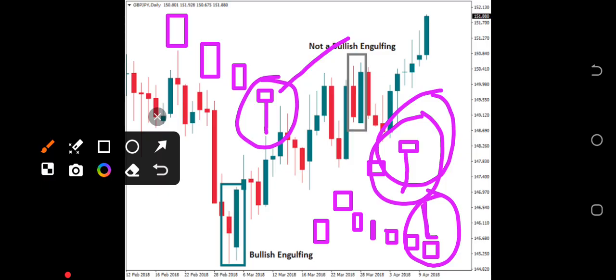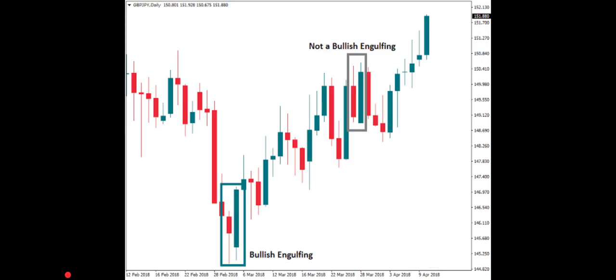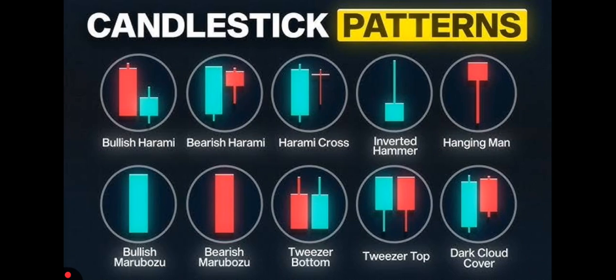The hammer will look like a perfect hammer that is facing upward. The inverted hammer will turn upside down, and the wick will be above. The wick of the hammer will be below. It may have a small wick above the body of the candle. Alright, so that is a hanging man.